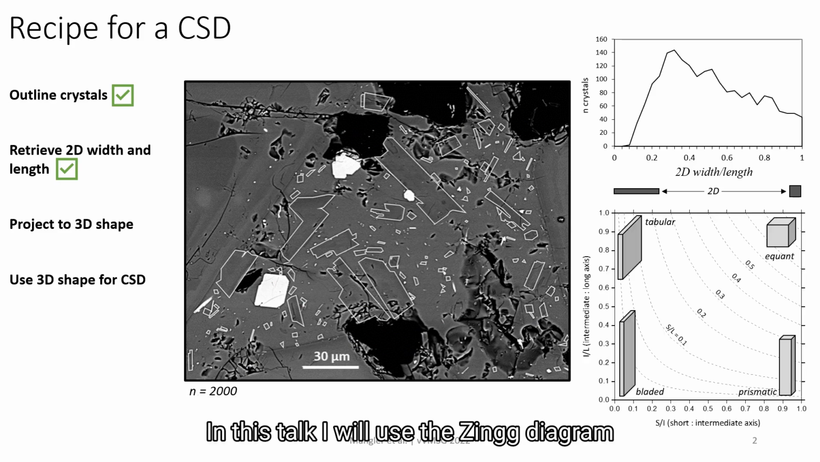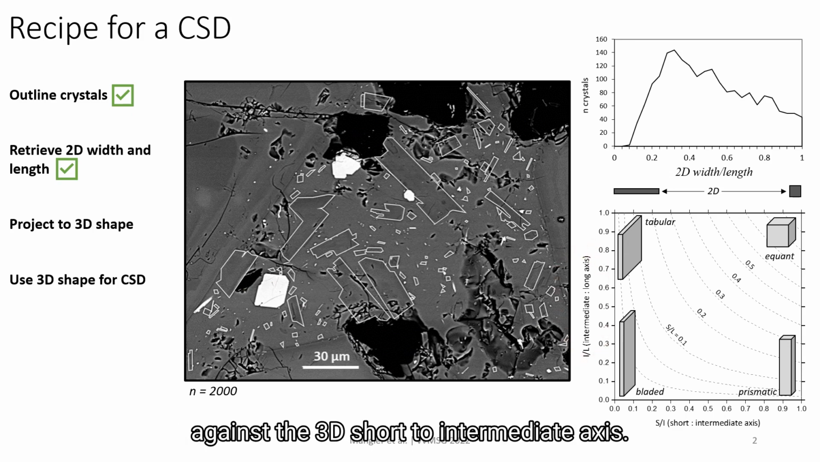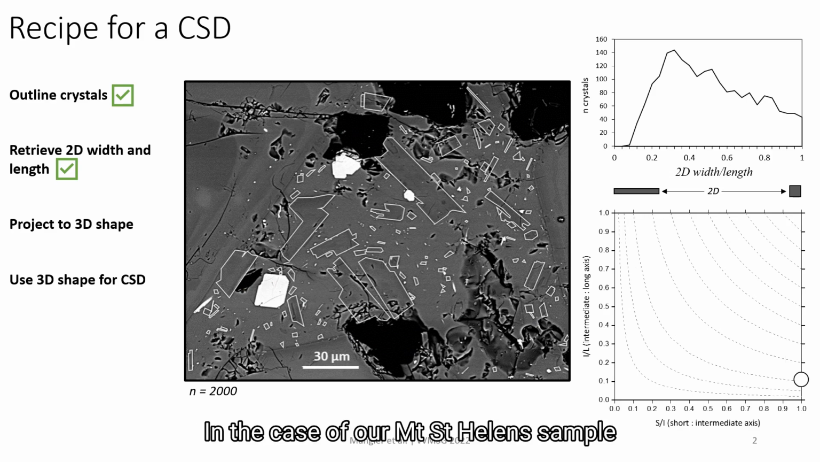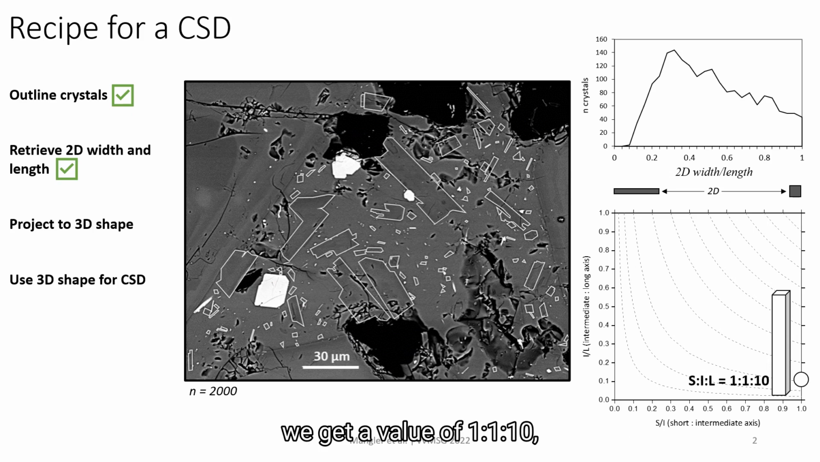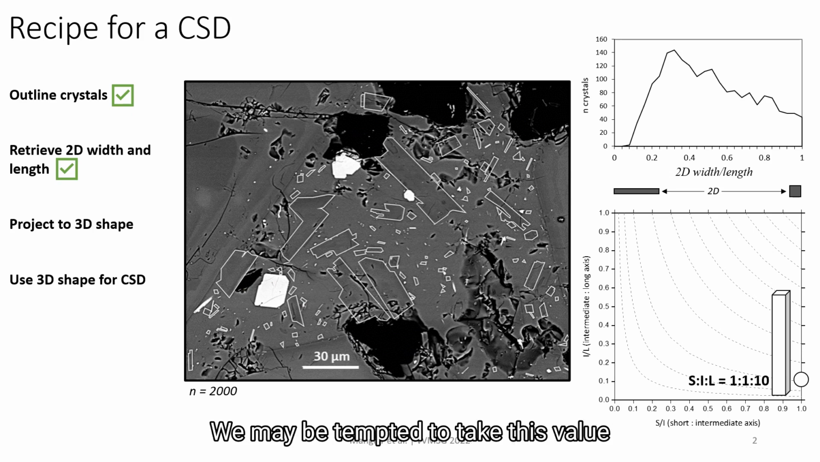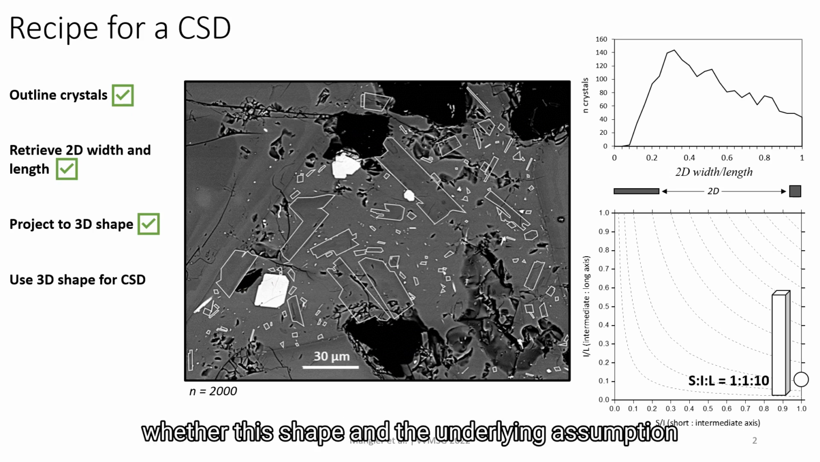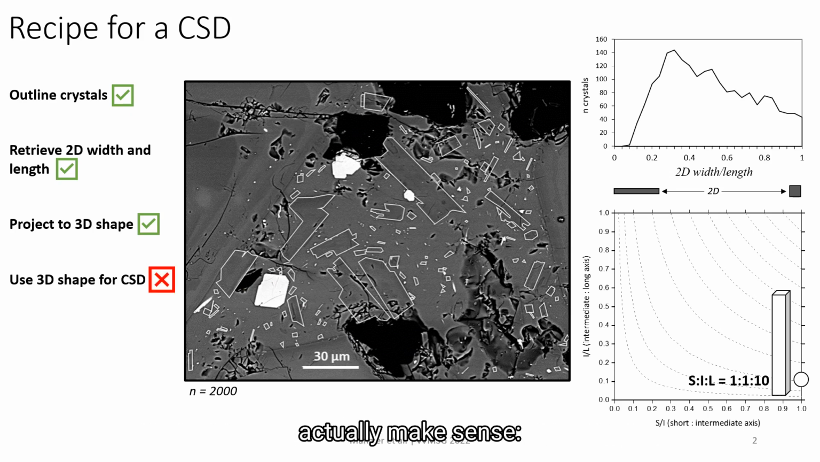In this talk, I will use the Zing diagram to illustrate 3D shapes, which plots the 3D intermediate to long axis against the 3D short to intermediate axis. In the case of our Mount St. Helens sample, we get a value of 1 to 1 to 10, which plots down there, a long prismatic rod. We may be tempted to take this value and put it straight into CSD corrections. But instead, let's pause and consider whether this shape and the underlying assumption actually make sense.